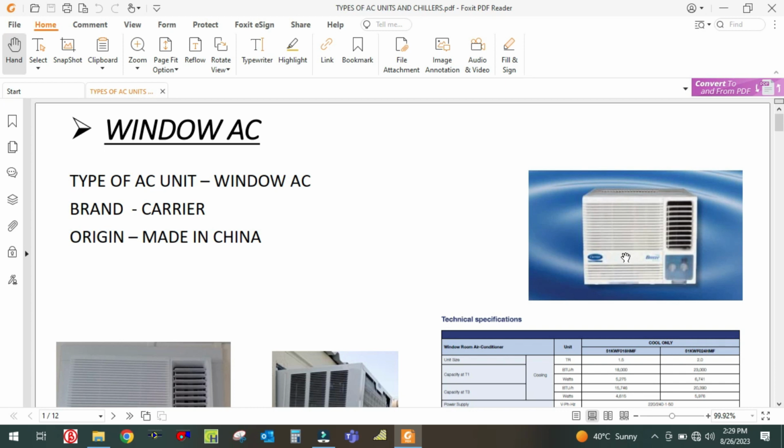because in the package AC the outdoor and indoor parts, that means the evaporator and condenser coil as well as the compressor, are enclosed in a closed casing. That is called a package unit. Also here in the window AC, everything is enclosed in a closed casing, that is called window AC, mini split or mini window. Okay, it's called mini package AC, or we can say window AC. And this is the Carrier brand, and the origin is China.